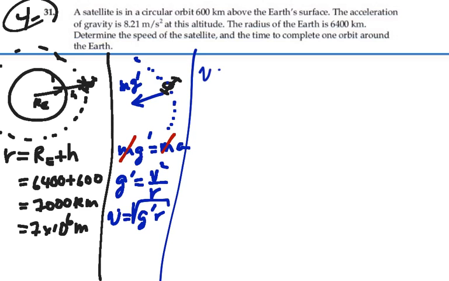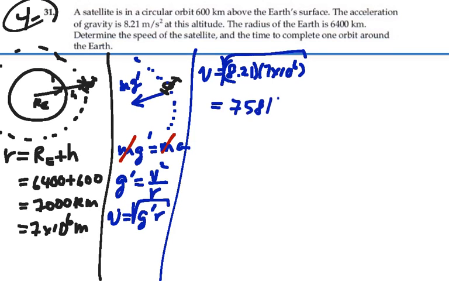In this case, that's going to be equal to 8.21 times 7 times 10 to the 6, all that square root, and that's equal to 7,581 meters per second.